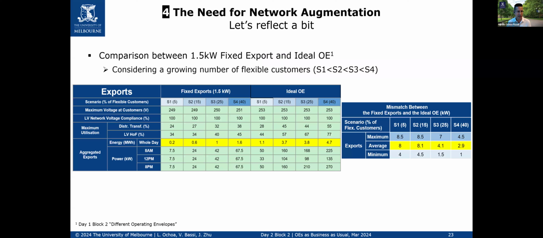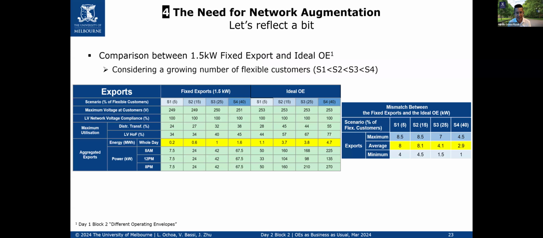These are tables that I extracted from yesterday, from block 2, different operating envelopes, that section. And this is a comparison of fixed export limits, 1.5 kilowatts only, and the ideal operating envelope. The ideal being something perfect that we will never achieve, all right? Very, very unlikely, all right? But still, as a benchmark, it helps.